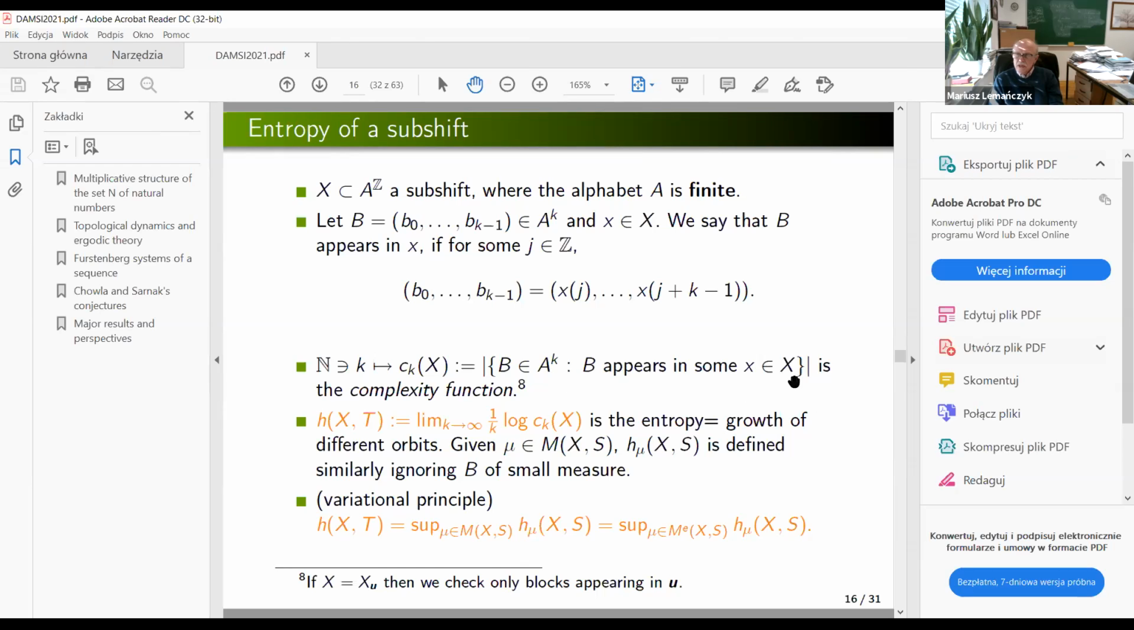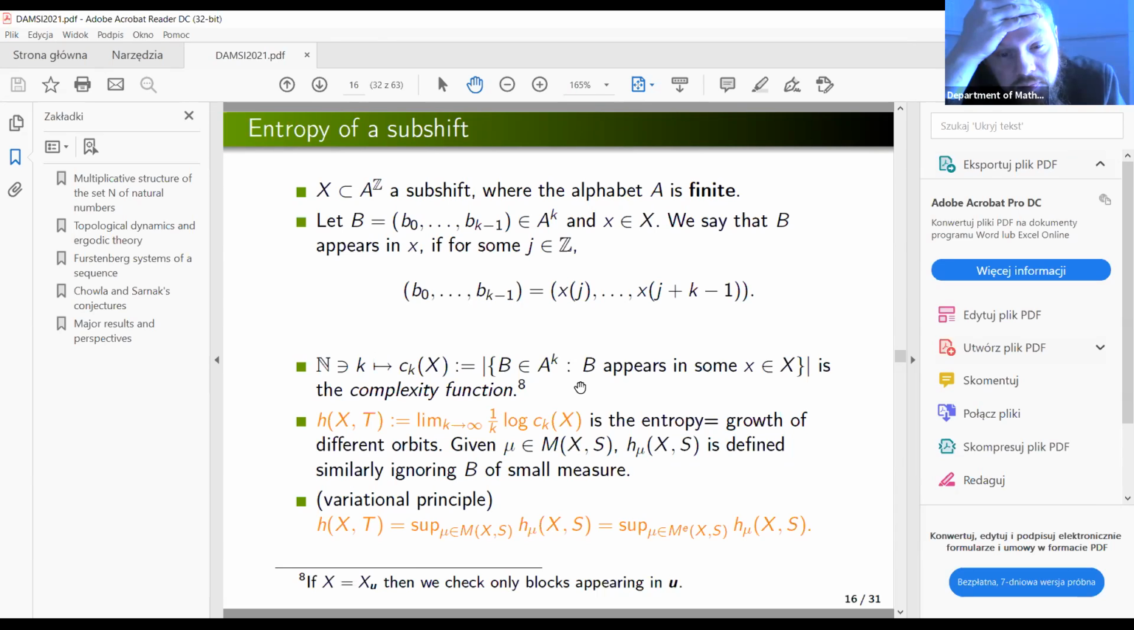Is this okay? Yes. It is something like k is like a return? No, k is just the length of the block. So I take blocks of length 7. Let's say that the alphabet is 0, 1, and then you look at all blocks of length 7. At each position, you put either 0 or 1, so you have 2 to the 7 possibilities, right?